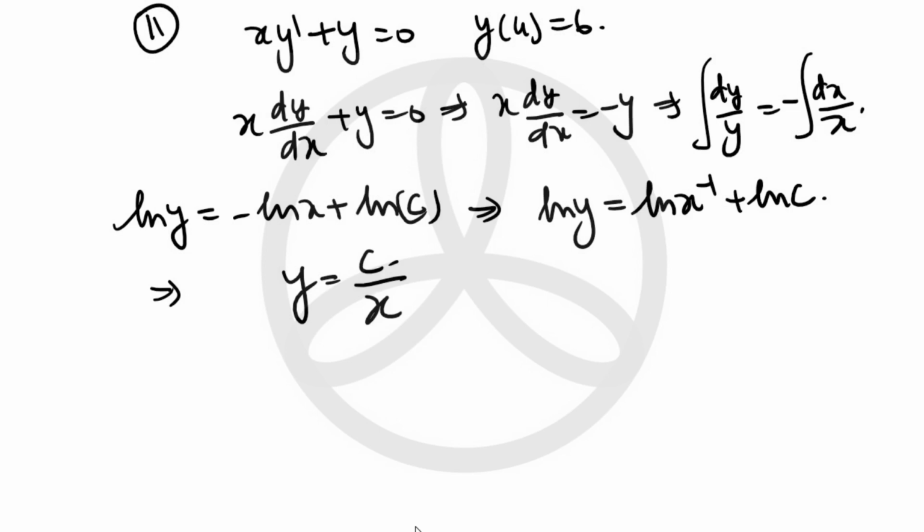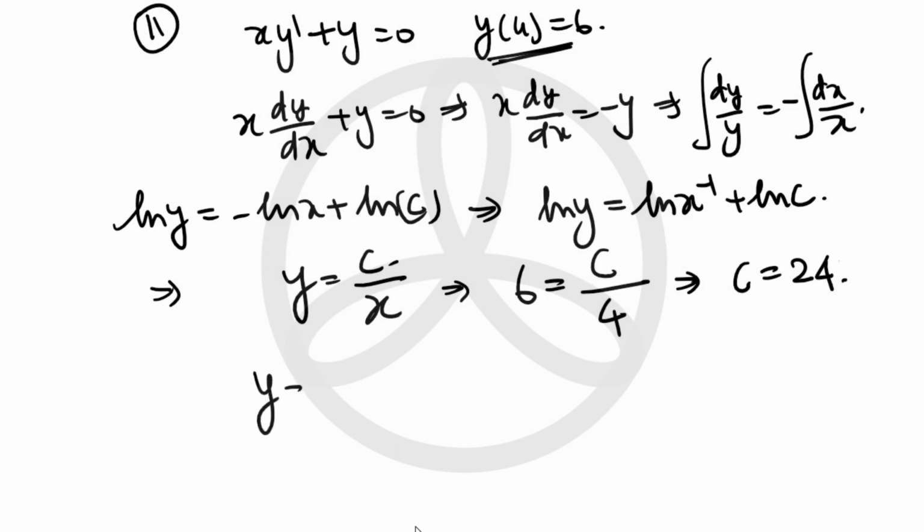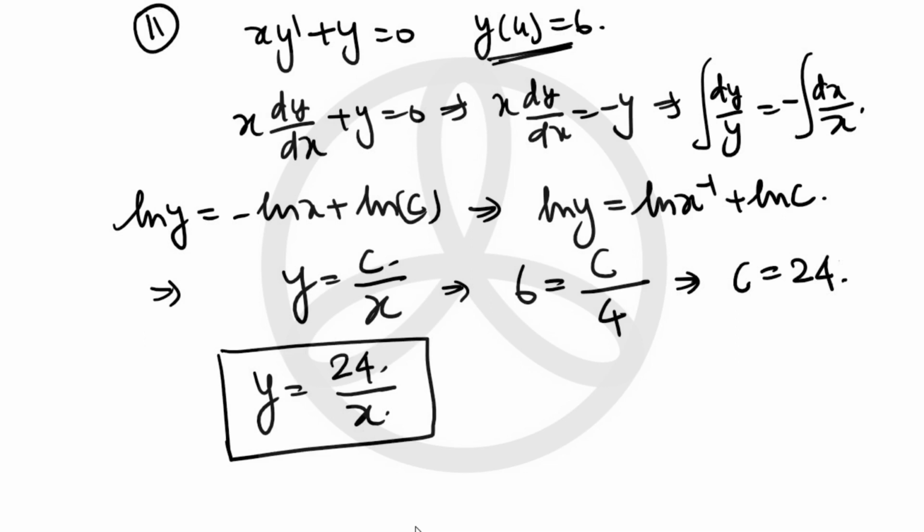Now in this case we have to find the value of c using the initial value conditions here. It says that when we keep the value of x = 4, y we get is 6. So here we can keep 6 = c/4, and we get c as 24. And the moment we substitute c as 24 here, our answer will be y = 24/x. And this is the final solution of the given ODE with IVP.